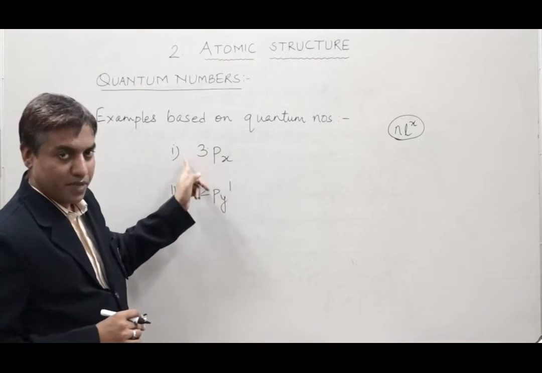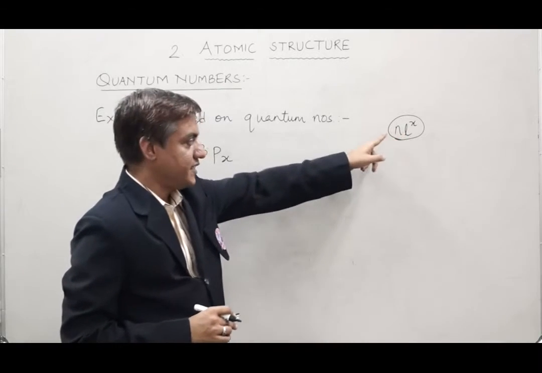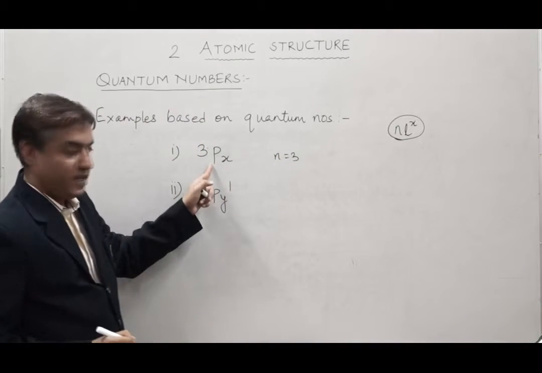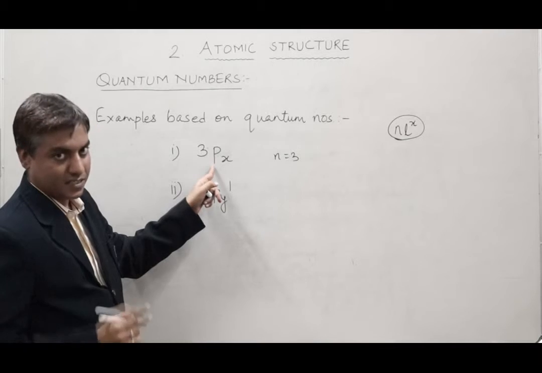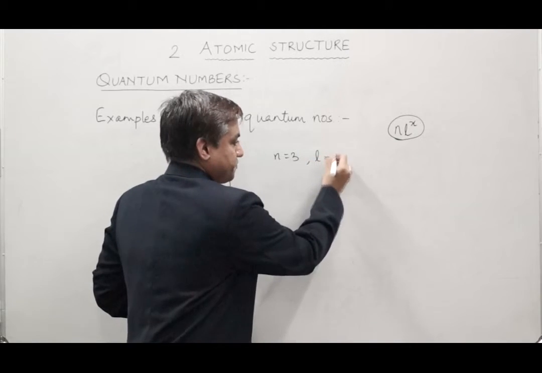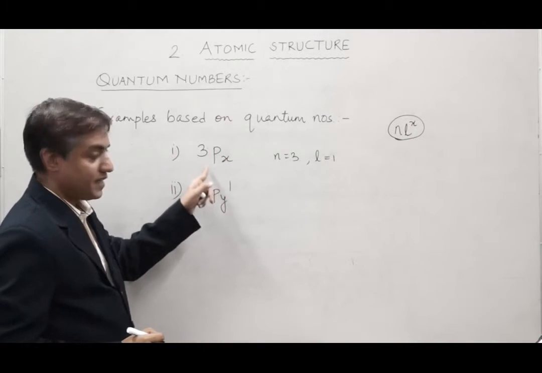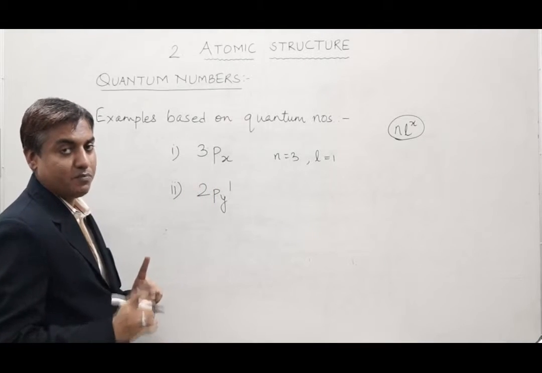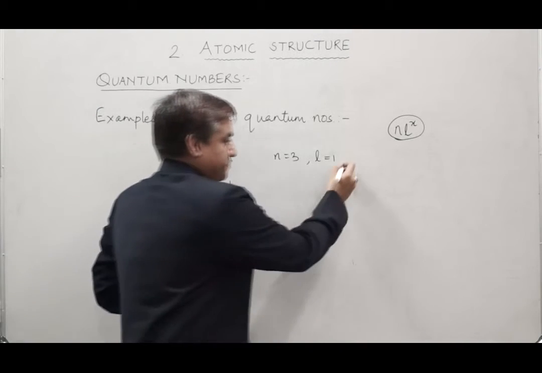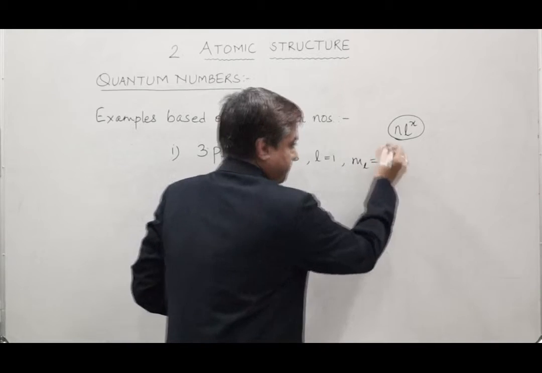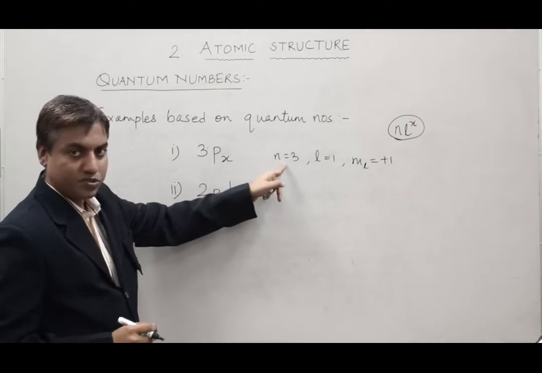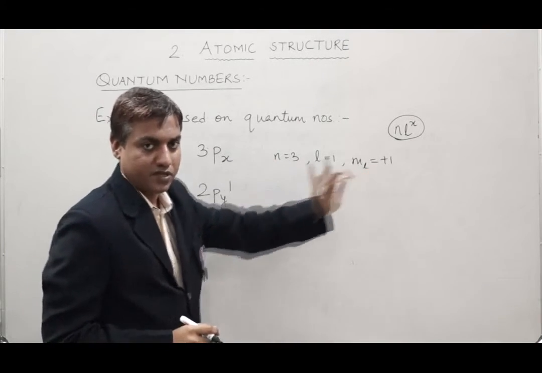For 3px, when you compare this configuration with n l raised to x, you can easily find out that n is 3. The p over here, so px, is the p orbital, which will have l equal to 1. And children, px orbital has by convention been assigned plus 1 as the magnetic quantum number. So the 3 quantum numbers for the configuration 3px are n equal to 3, l equal to 1 and ml equal to plus 1.